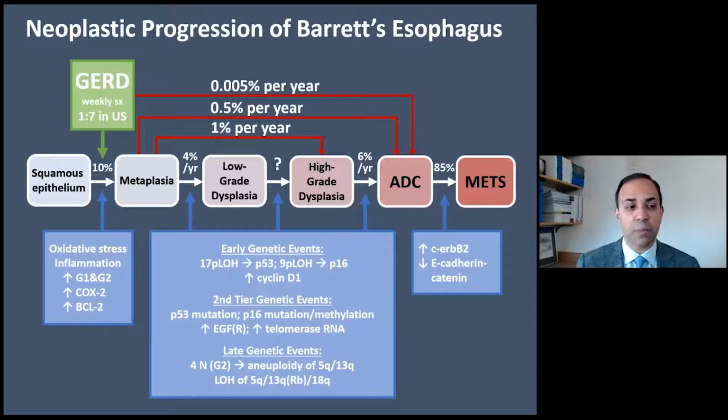However, they do have a 10% risk per year of developing the metaplasia seen in Barrett's esophagus. And with that, there is then an annual risk of transforming to low-grade dysplasia or high-grade dysplasia. And for patients with high-grade dysplasia in the setting of Barrett's esophagus, there is an approximately 6% annual risk of developing esophageal adenocarcinoma. Below, there are a number of genetic events that have been identified at each stage of this progression.